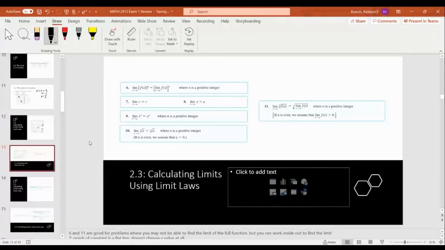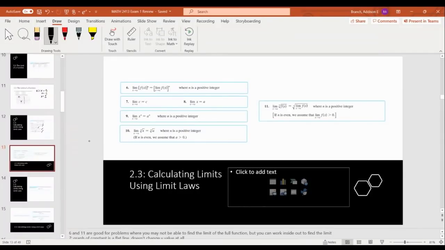There are also a few more limit laws that y'all should know for the exam. Our first one is our power rule, which essentially says if we have a function raised to a power, we can solve for the limit of that inside function first, and then raise that to the other power. We also have our constant rule.